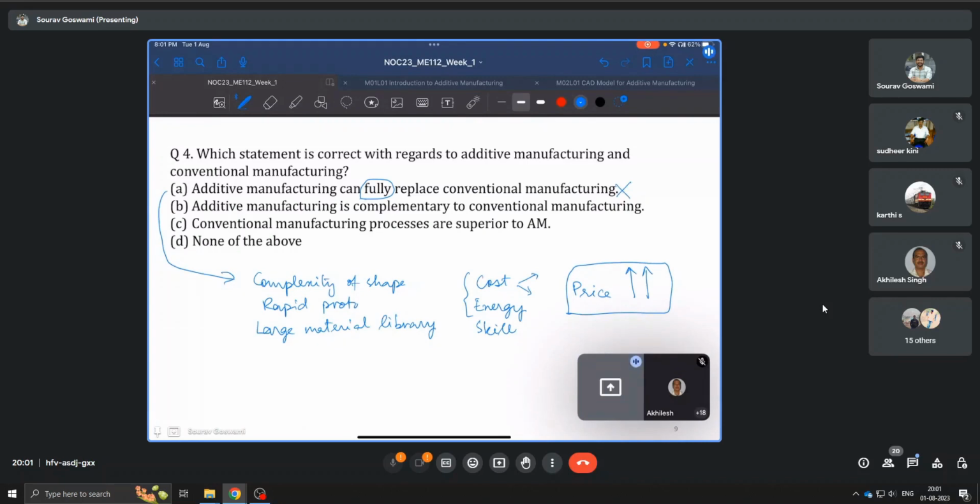Are conventional manufacturing processes superior to AM? No. Can they actually make lattice structures? No, they can't. What is true then? Additive manufacturing is actually complementary to conventional manufacturing. So the route here is that you identify your need and of course your budget, and then evaluate which process to opt for.